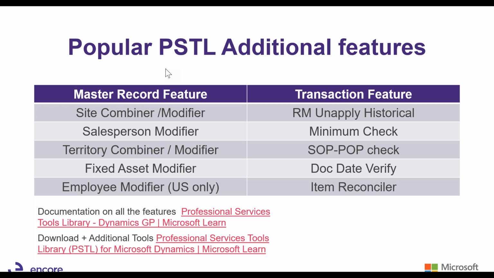And then lastly, there's an item reconciler. These are the most popular ones. The item reconciler runs about 10 times faster than the regular item reconciler. It only does what's required and works much, much faster than the one that's in the utilities.